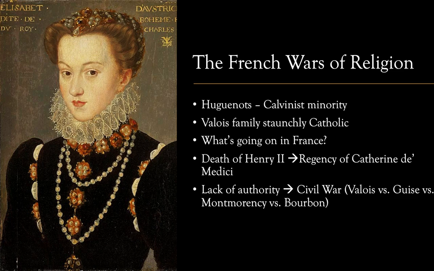So these various powerful families, which each had their own regional territory and armies, fought to gain control of the young monarchs. And this civil war eventually became a religious war defined by extreme violence. Protestants destroyed Catholic churches across France, and Catholics persecuted and executed Protestants at every opportunity. So this became a really bloody, brutal, destructive civil war in France that was not sustainable.